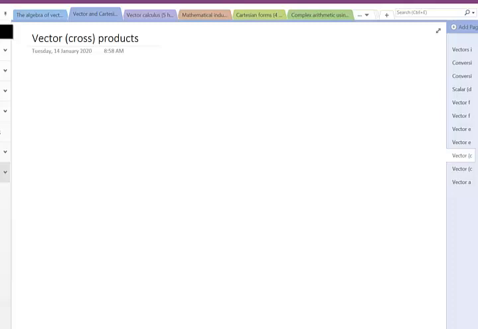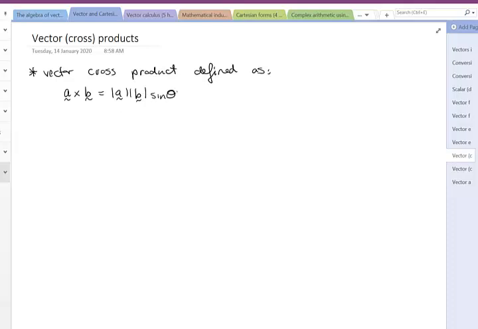In this lesson, we're looking at the vector cross product. Essentially, the vector cross product can be defined as, if we're looking at two vectors A and B, A cross B will be equal to the product of the magnitudes of A and B and sine of the angle in between. Now, the major difference between the cross product and the dot product is that the vector cross product is designed to give a vector answer.